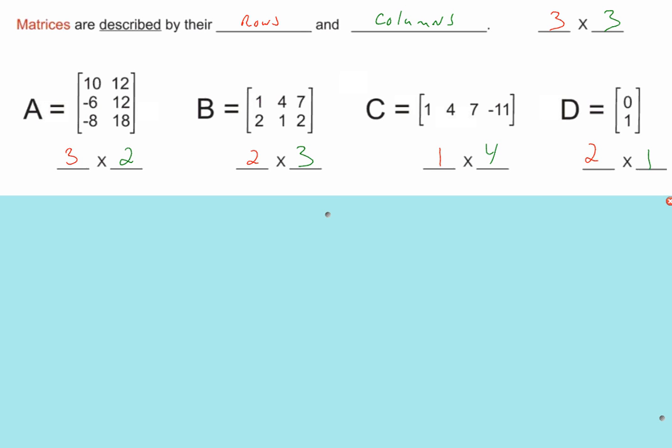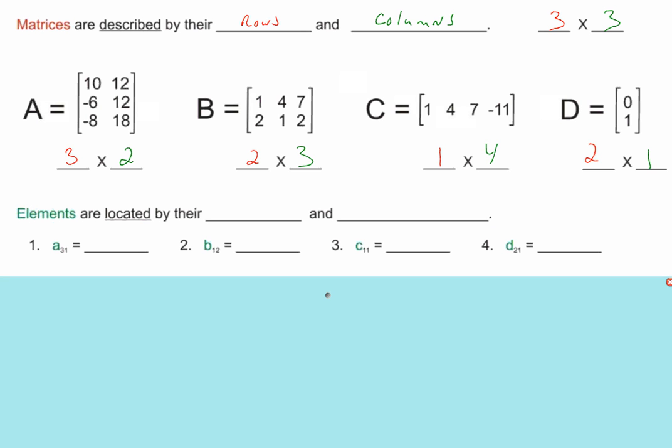By the way, C is called a row matrix. Whenever the matrix has just 1 row, it's called a row matrix. Therefore, D would be called a column matrix because it has just 1 column. So row matrix, column matrix.